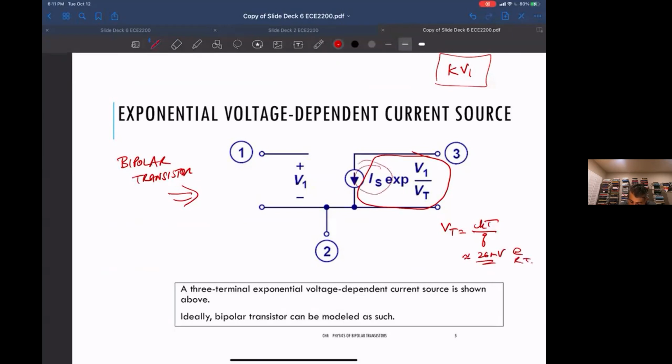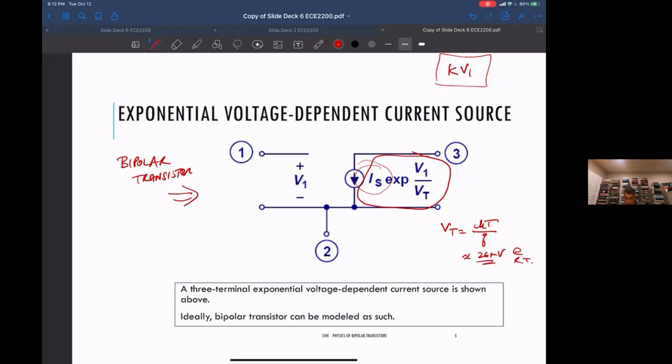And all this stuff is familiar from the diode days. It looks like the diode equation in the forward active region. In fact, that was one of the reasons why we started with diodes, because a lot of those similar concepts apply. A transistor isn't exactly a diode, but some of those same concepts sort of apply.